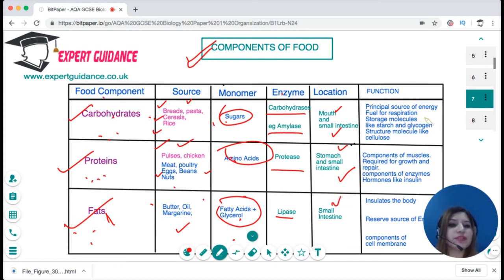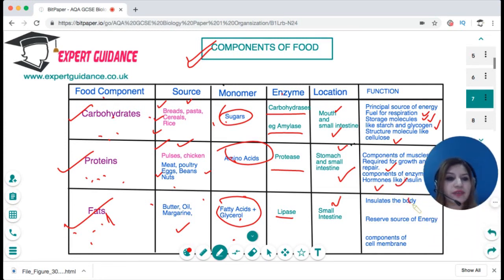Carbohydrates are the principal source of energy. They are fuel for respiration. They can be storage molecules like starch and glycogen, or structural molecules like cellulose in plants. Proteins are the components of muscles required for growth and repair. They're the components of enzymes and they are also components of some of the hormones like insulin. Fats are used to insulate the body. They are the reserve source of energy, and they also make the cell membrane.